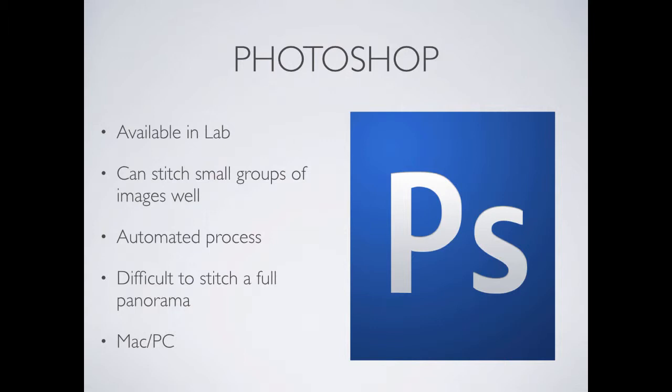The first thing is Photoshop, which obviously, this is a class based on Photoshop, so no surprise, Photoshop is one of the skills that we're going to do. It's available in the lab for you to work with. It does a remarkably good job with small groups of images. So if you went out to a site and you went snap, snap, snap, snap, snap, snap, snap, right, you could stitch those together really well. If you throw a full 360 at it, it'll go, I can't do it, right? It doesn't do particularly well in a large, highly wrapping set of images, right?